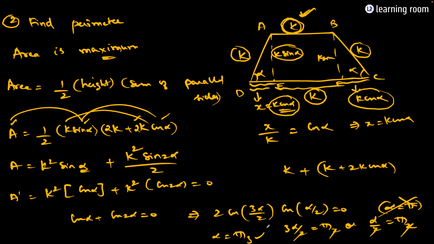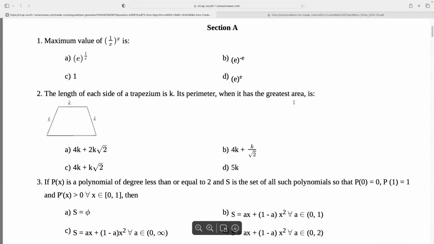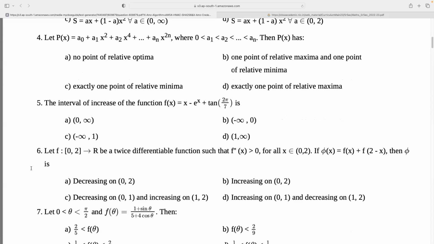Sir, but we need to check the double differentiation, right? No need. See, there is going to be a question where they say maximum. This is an MCQ, right? You need to check it only when you don't have any option, when it says none of these. Okay, so forget it. We'll start with some simple problems.